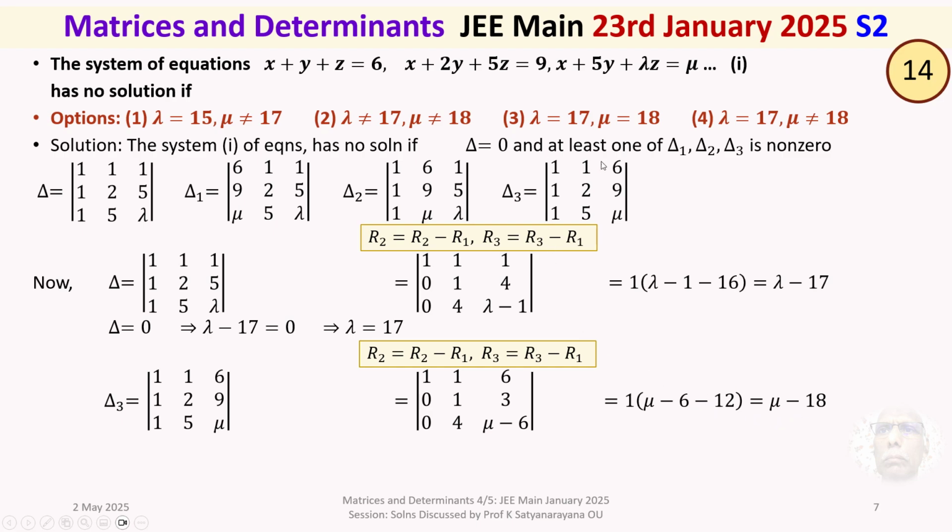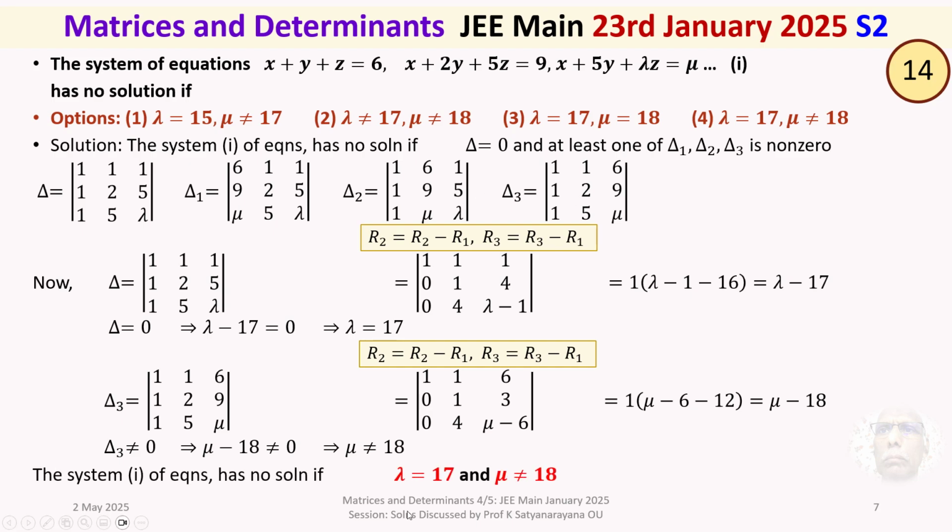Delta is equal to 0, and at least one of delta 1, delta 2, delta 3 is non-zero. So let delta 3 not be equal to 0, that is mu minus 18 not equal to 0, that is mu not equal to 18. So if lambda is equal to 17 and mu not equal to 18, then the system has no solution. Where is this combination among the answers? That appears against answer option 4. That is the detailed discussion of the solution of this problem.